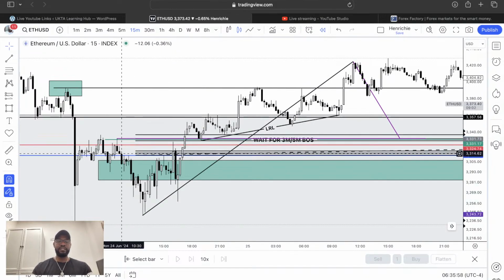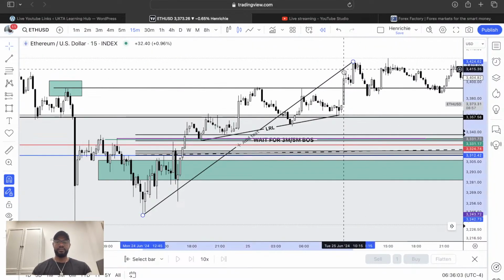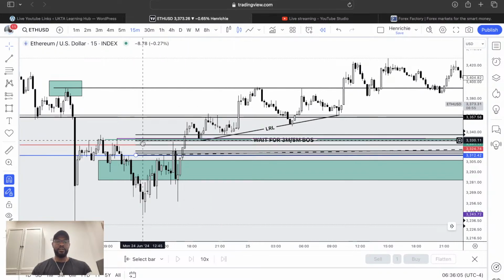Now let me remove this, and then also remove this. This is 50% of the inefficiency. You can see that right there. And look what is resting right there, the bodies of the candle.